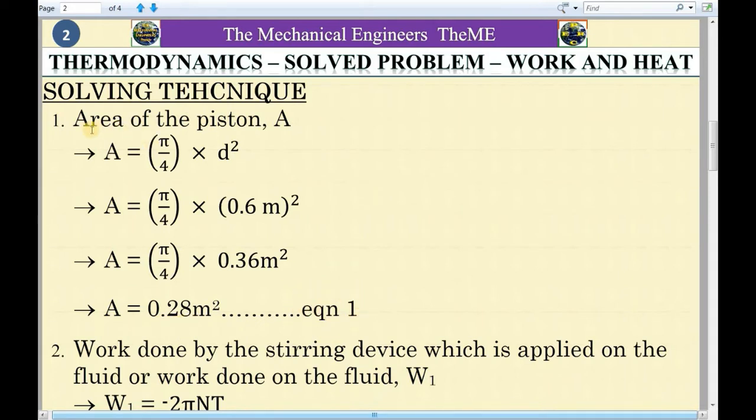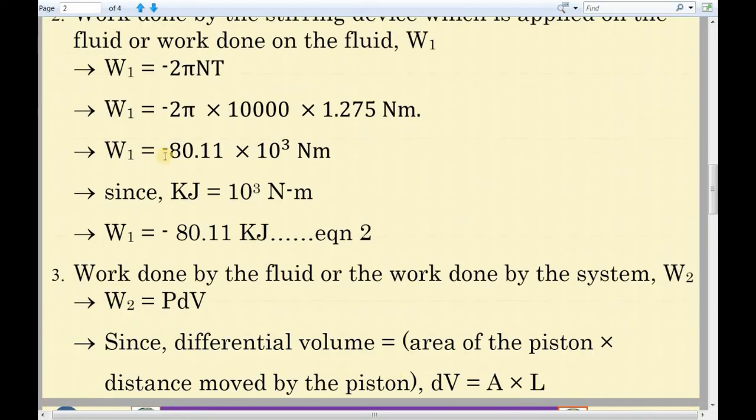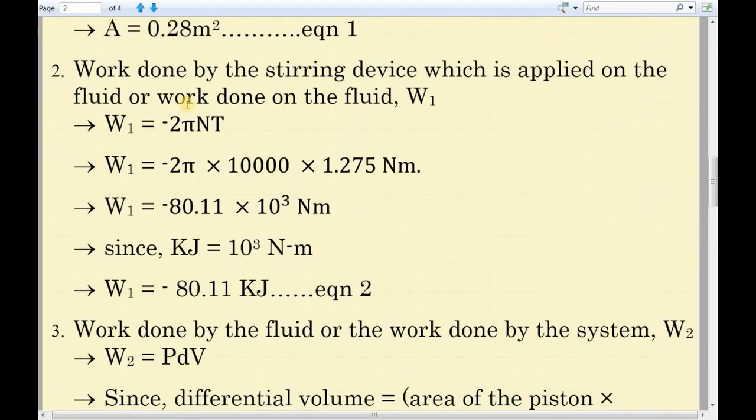So the area of the piston is 0.28 meter square. Next, we will find the value of work done by the steering device which is applied on the fluid, or work done on the fluid, which is taken as W1. And the formula is W1 is equal to minus 2 pi NT. The negative sign indicates the work is done on the system.